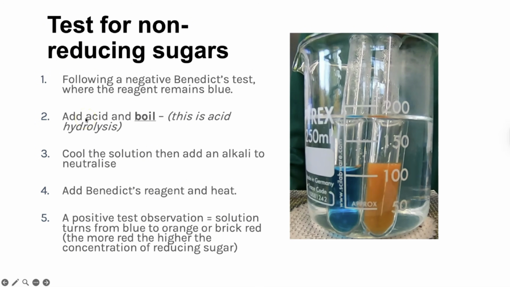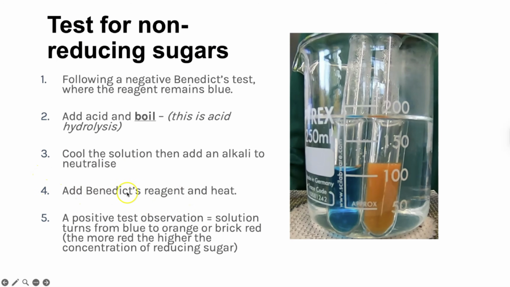Now to do this, we have to hydrolyze sucrose back into the monosaccharides. And this is done by something called acid hydrolysis. But the marking point would be add acid and boil, or boil in acid. You don't have to name which type of acid. You would then cool the solution and add an alkali to neutralize it, or in fact it goes beyond neutralize and it makes it slightly alkaline because that is the pH that Benedict's reagent works best in.